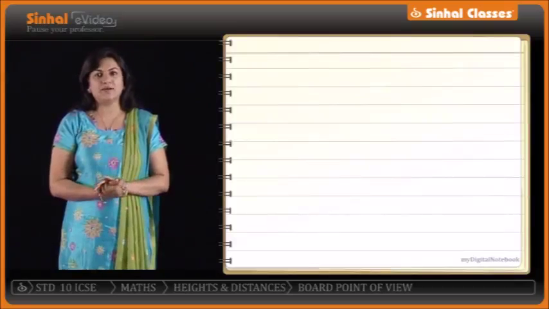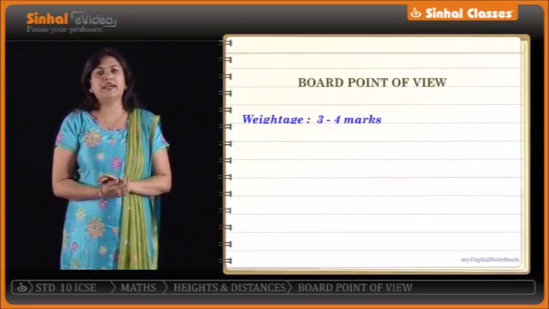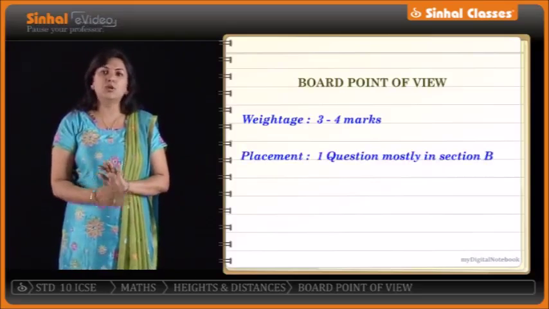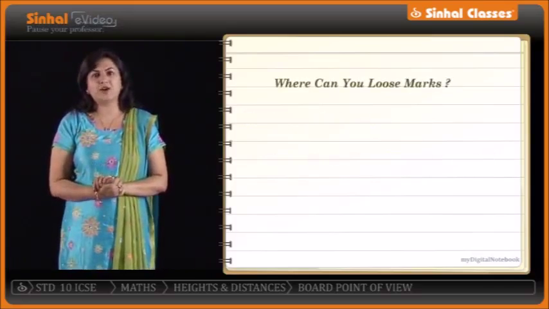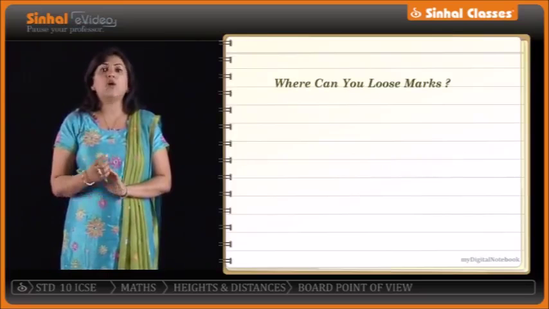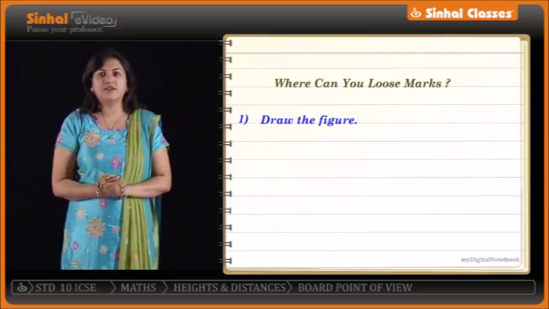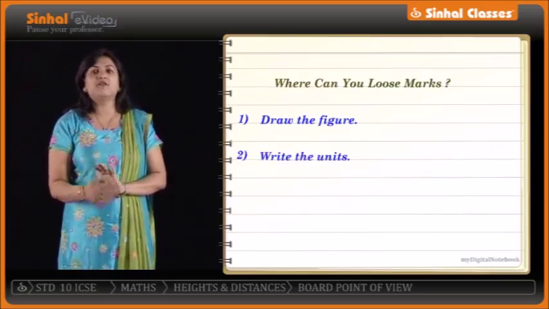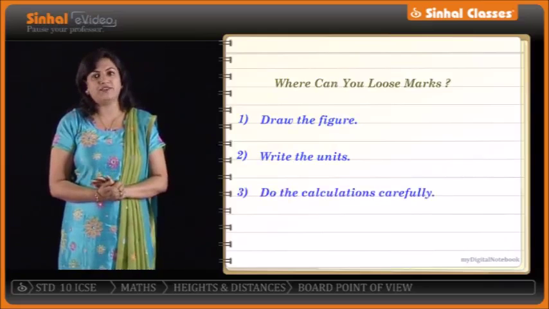Now let's look at this topic from the board point of view. This topic carries 3 to 4 marks in the ICSE board examination. There is one question based on this topic, mostly in section B. Now where can you lose marks in this topic? Whenever you are solving a sum on heights and distances, always make it a point to draw the figure. You can lose a mark if you do not do so. Also, do not forget to write the units for the values which you have found out, and do the calculations very carefully.